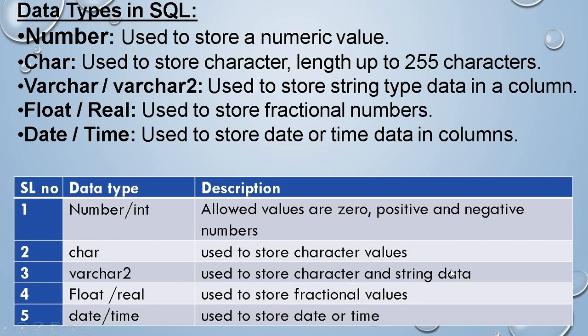Varchar2 is used to store character and string data. Float or real is used to store fractional values. Date and time is used to store date or time. So these are the different data types used in SQL. This question is important for 2-mark questions. They might ask, or for 3 marks they might ask, what are the different data types used in SQL.